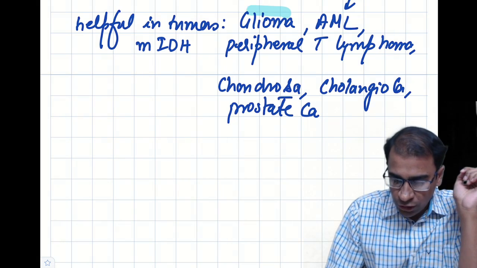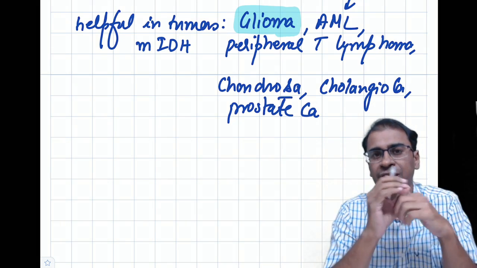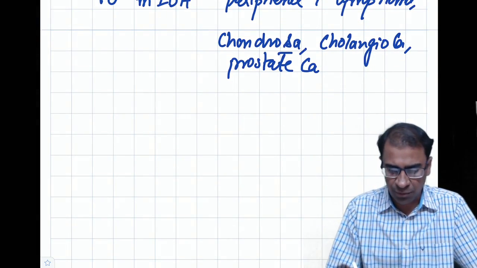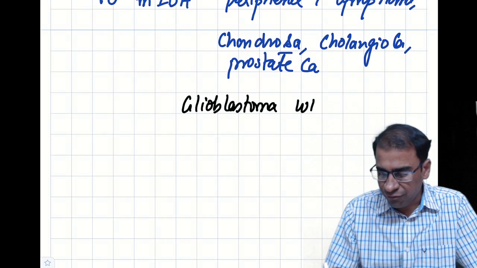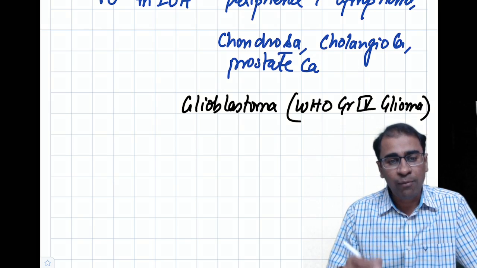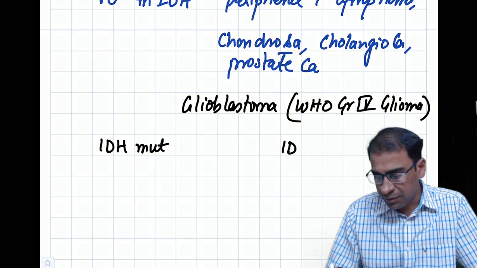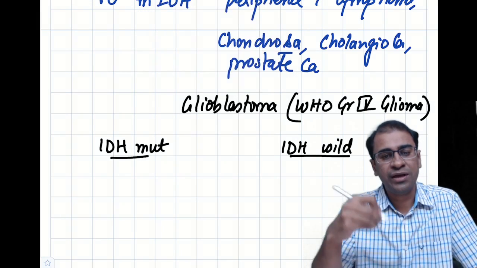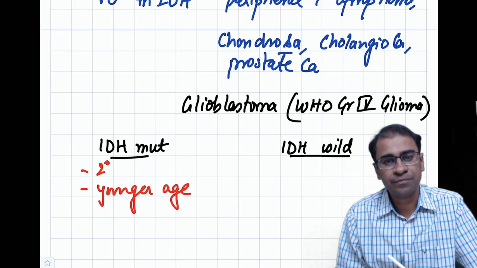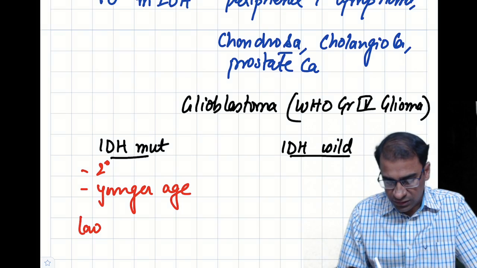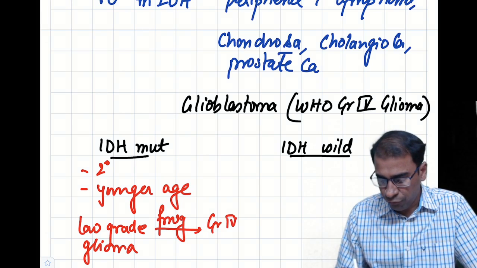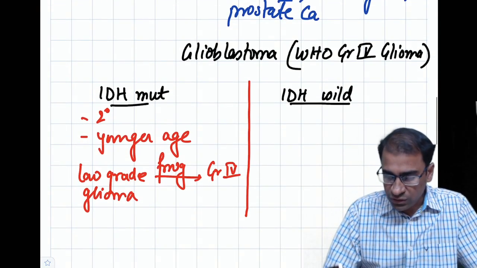Remember, among them I should not miss gliomas because this is a definite breakthrough coming up. Among gliomas, let's talk about glioblastomas, which I also discuss in my regular classes. A glioblastoma is simply a World Health Organization grade 4 glioma. The glioblastoma can be an IDH mutated form or an IDH wild form. A few things you must know: the IDH mutated form is called secondary and is seen in younger age. This type of tumor is one in which the low grade gliomas have progressed to grade 4.